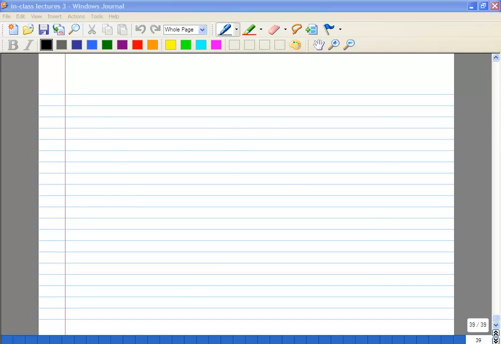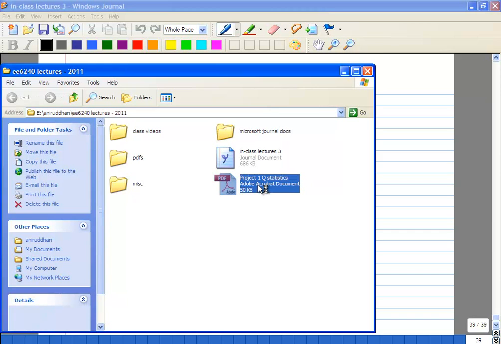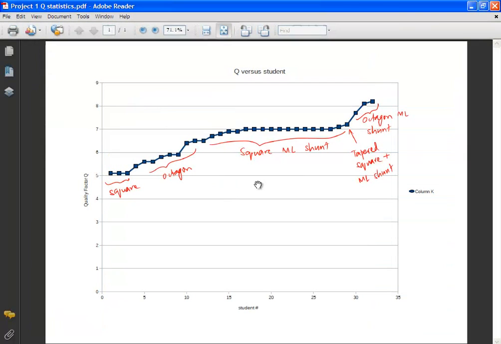Okay, actually before we start class, I just wanted to show you something. I think I finally got around to correcting the project, and I'll be sending this by email to all of you. But this just shows the distribution of the Qs. That's the main objective of project 1, right? So with around 30 students, you have a distribution all the way from 5.1 to around 8.2 or 8.3. Okay, and to show you what each person has done.